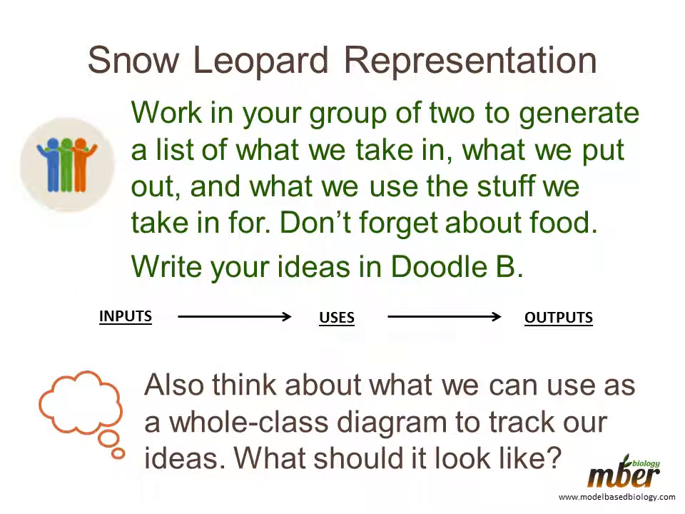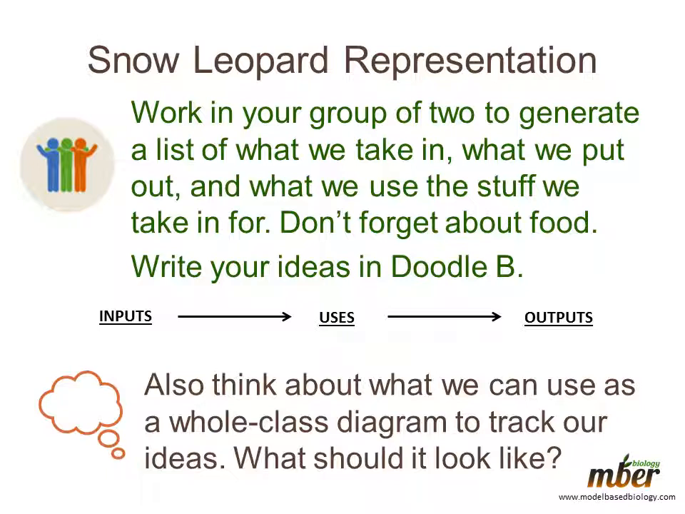Now, you're going to work in your group of 2 to generate a list of what we take in, what we put out, and what we use the stuff we take in for. Again, don't forget about food. We're just looking at not only food, but what else besides food. You're going to write your ideas in Doodlebox B.